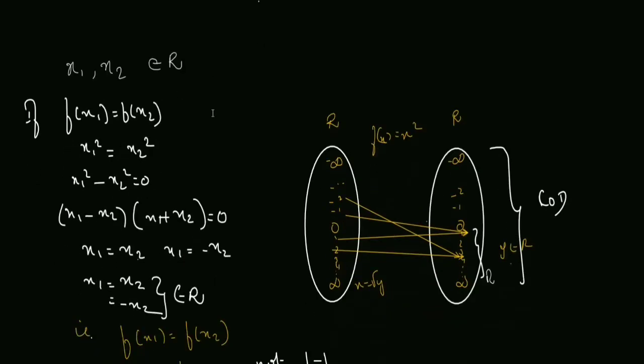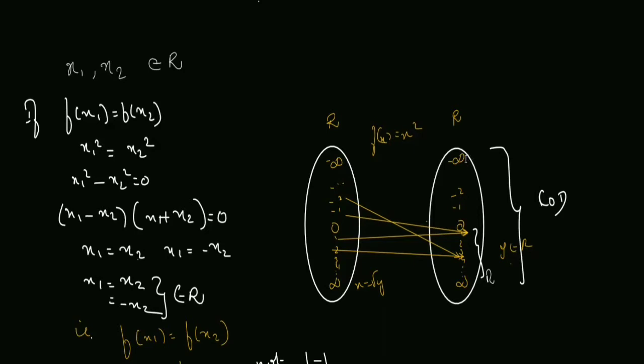Let us check whether it is 1 to 1. The function f of x is equal to x square and it is from R to R. So if you take minus 2, when you square it, it will become plus 4. Plus 2 you square it, it will become plus 4. Similarly minus 1 will become 1, plus 1 will become 1. So it's very clear different elements have the same image. So if different elements have same image, it is not 1 to 1. Different elements should have different images.